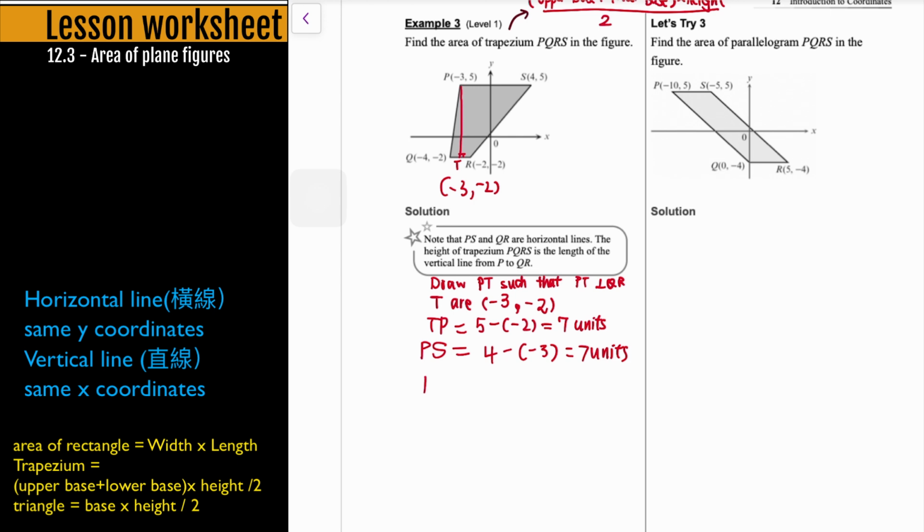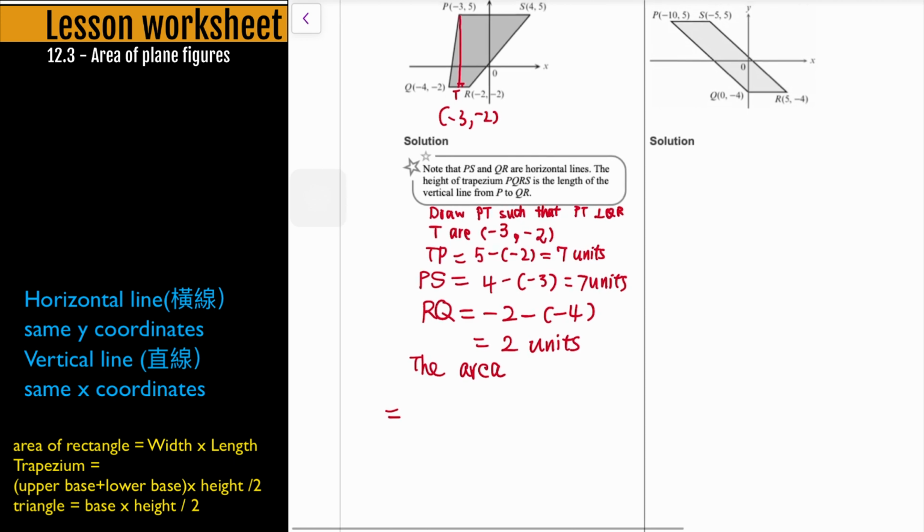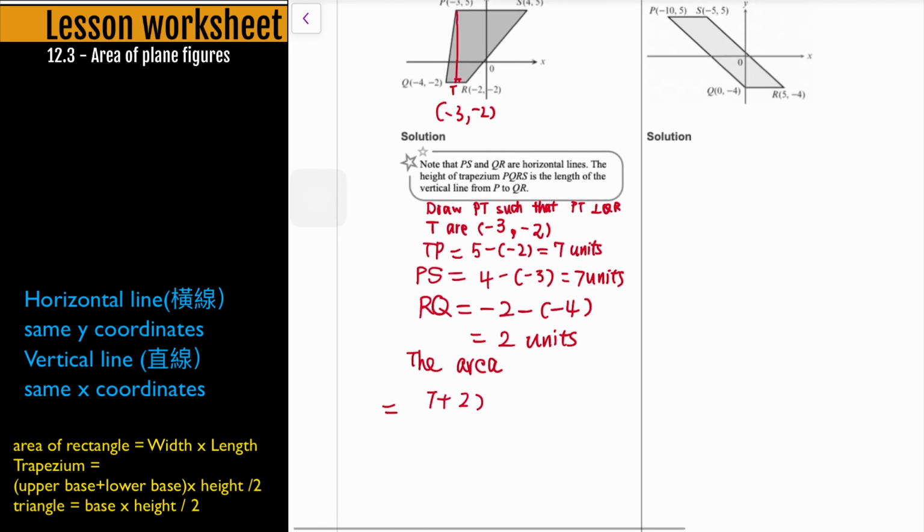And then RQ equals -2 minus -4, so we got 2 units. So the required area will be equal to the upper base, 7, plus the lower base, and then times the height, divided by 2. So we've got 9 times 7, 63 over 2 square units. Like this, with the s at the end.